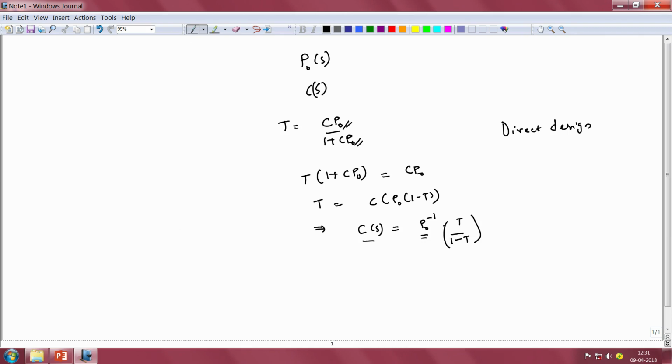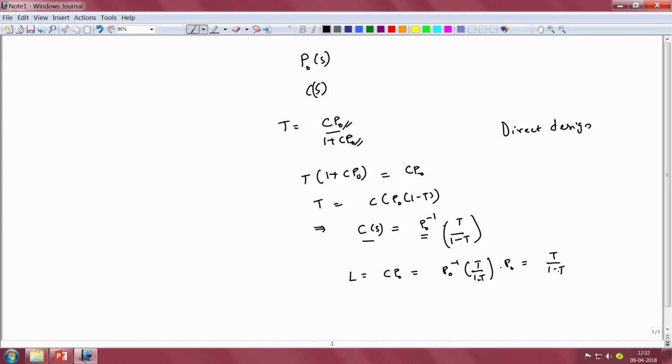So, in effect therefore, we are cancelling the plant dynamics from the overall feedback loop and replacing it with whatever dynamics we want in the open loop system, so that the closed loop system has the desired transmission function T, because our open loop gain is going to be given by L is equal to C times P naught, and if I were to substitute for C from this equation above, it would be equal to P naught inverse times T by 1 minus T times P naught, and that is essentially equal to T by 1 minus T.